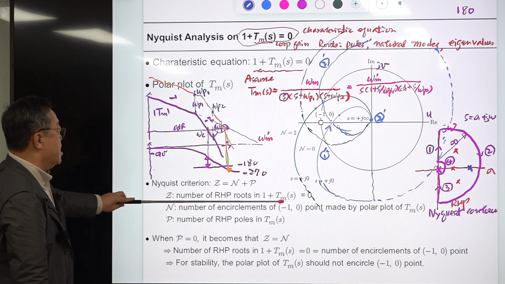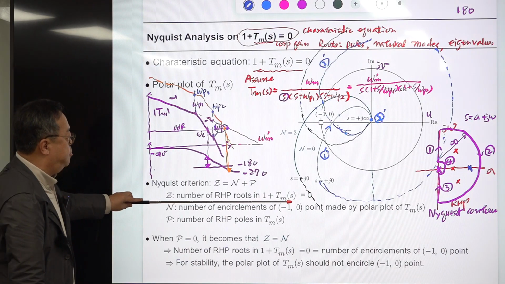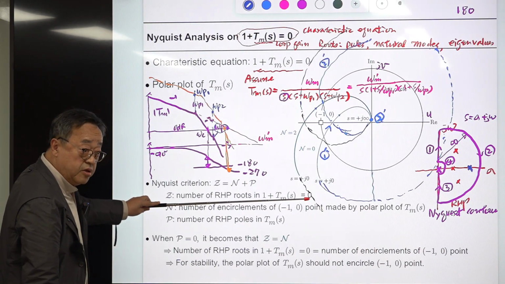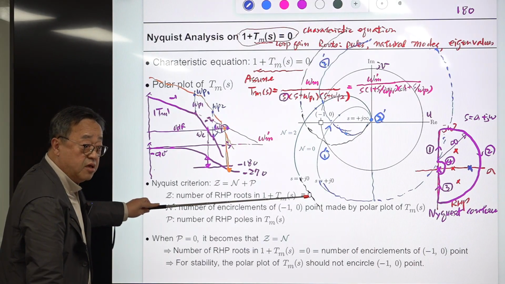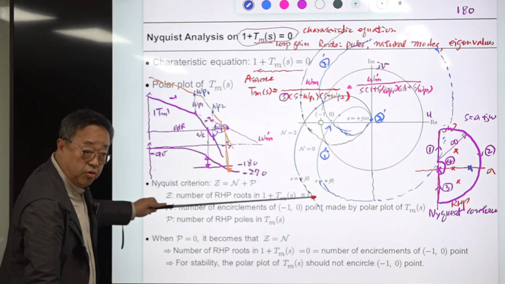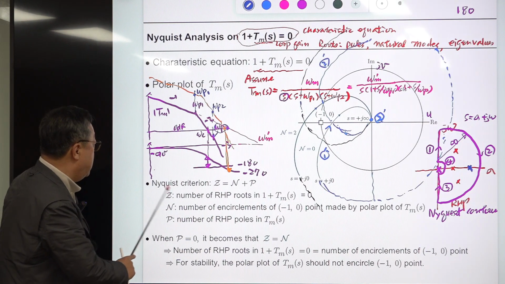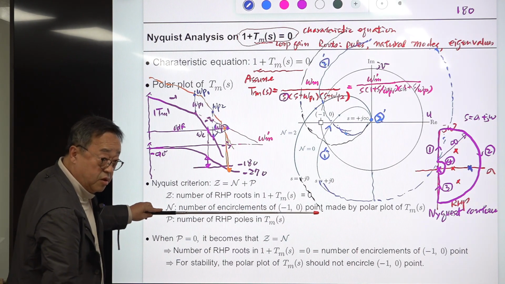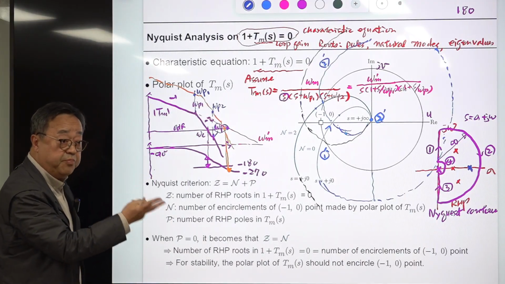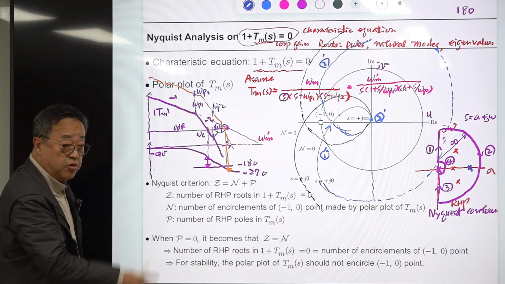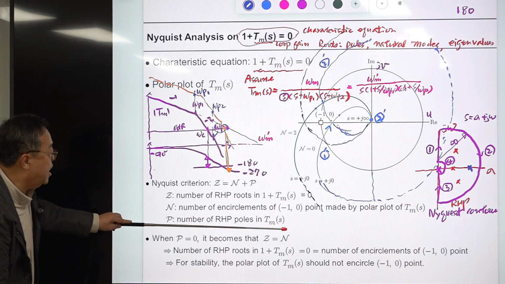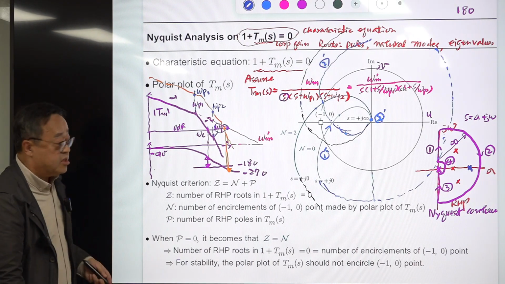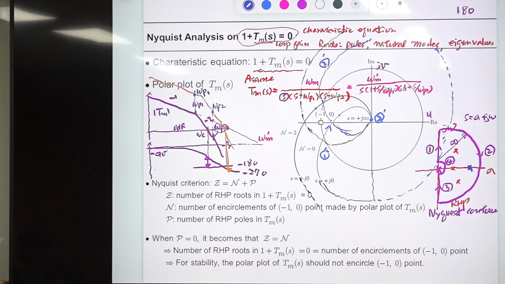And this G is the number of RHP roots in this characteristic equation, right? So these are the bad guys, and you should have 0 for this G. N is the number of encirclements of this point. In the previous example, this number is 2. And this P is the number of RHP poles in Tm(s). Tm(s) is this one.